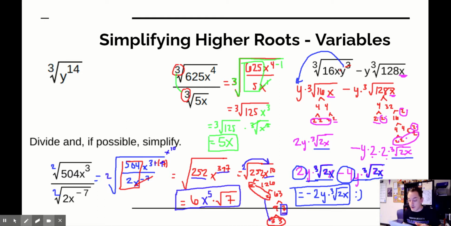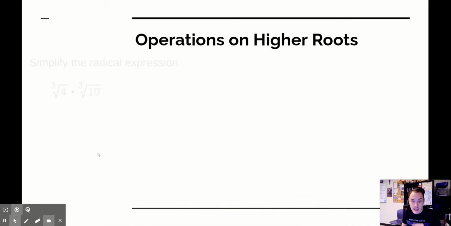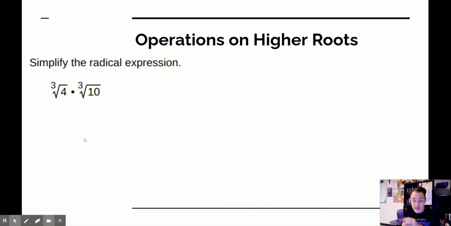Okay. I'm going to now move on, and we'll review during bell work on the next video too. So I'm going to move on to just skip the variables, and then let's just get to operations and expressions. What happens when I have this? Well, I have to check to see if they're the same index. They are. So I have the index of 3.